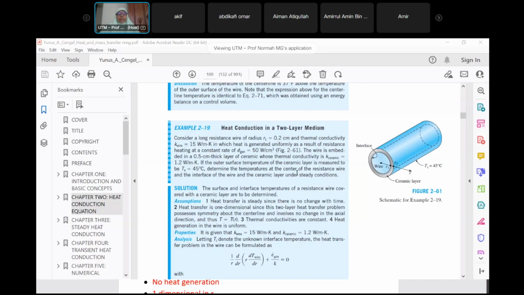Here we have heat generation of 50 watts per centimeter squared.